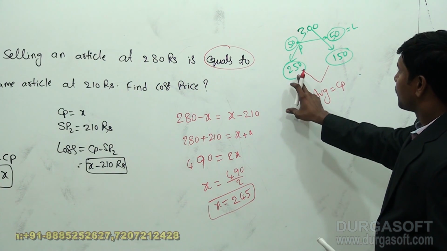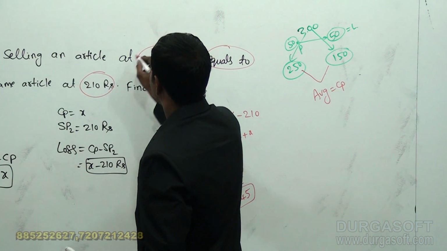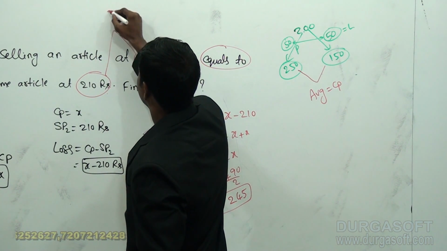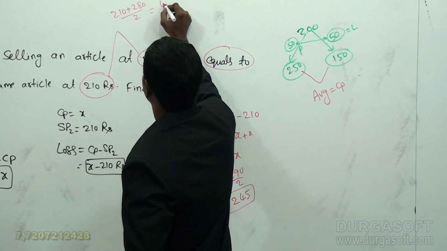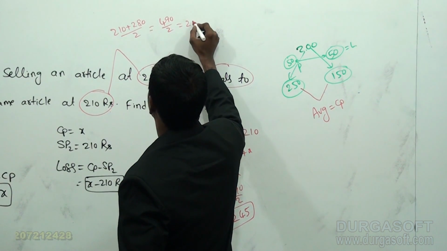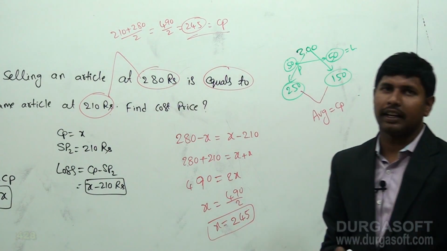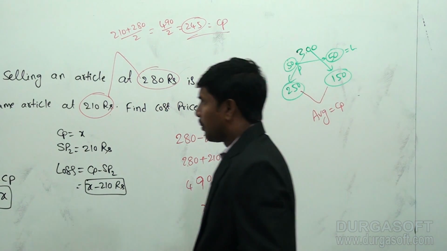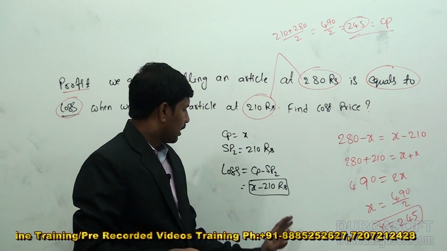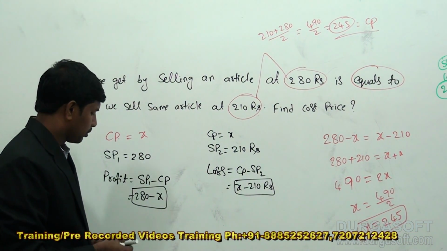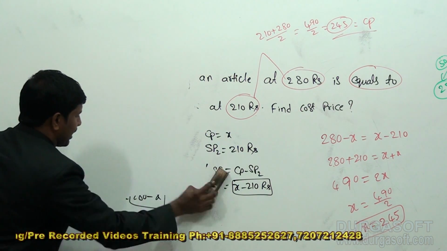So the cost price is the average of these two selling prices. Now take 210 and 280: the average is 210 plus 280 by 2, which is 490 by 2, which will get us the required cost price. So in this way you can take it directly. Suppose I ask the same type of question tomorrow, there is no need to follow this entire process.